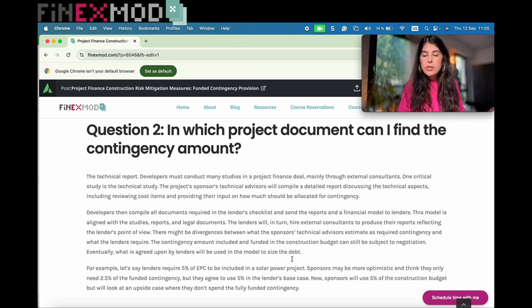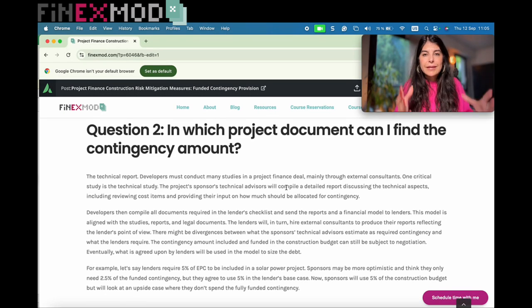So the sponsor's technical advisor will come up with this report, and they're going to say, based on their benchmarking or on their understanding of the project, they recommend, for example, 5% of total project cost to be included under funded contingency provision.